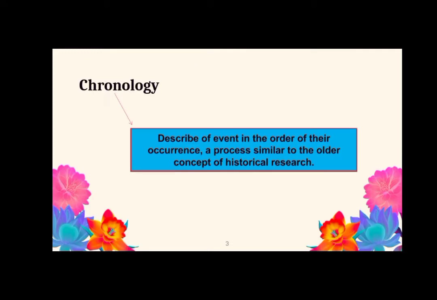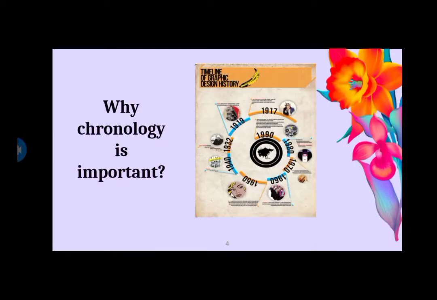Chronology can be defined as simply the describing of events in the order of their occurrence, a process similar to the older concept of historical research. Why is chronology important? Chronology is important because it represents the first step in the process of historical research and provides material or data for the steps to follow.